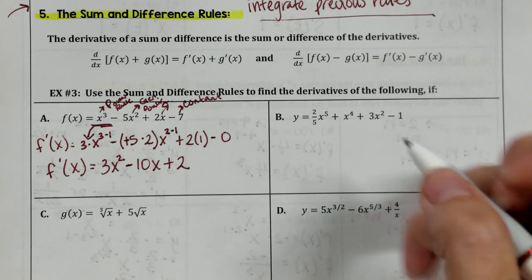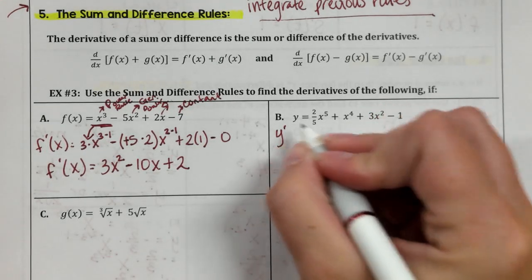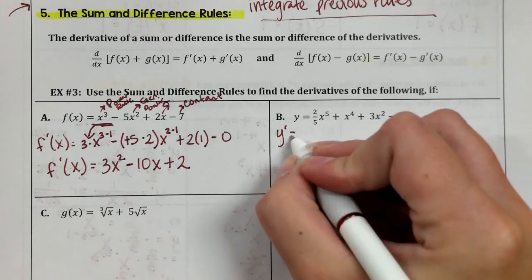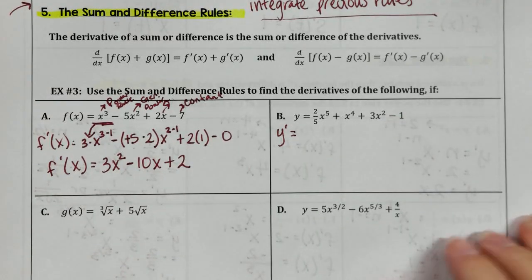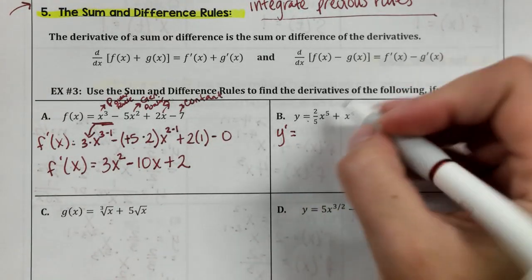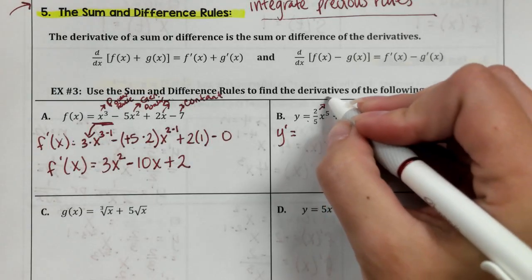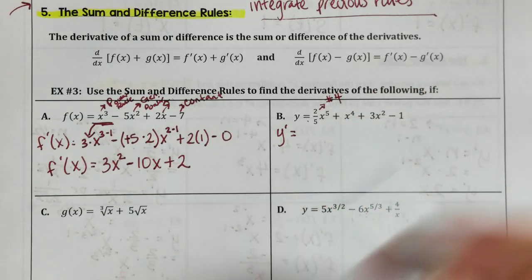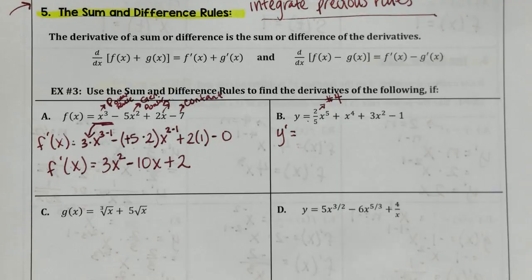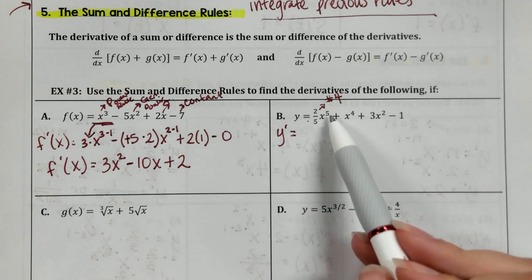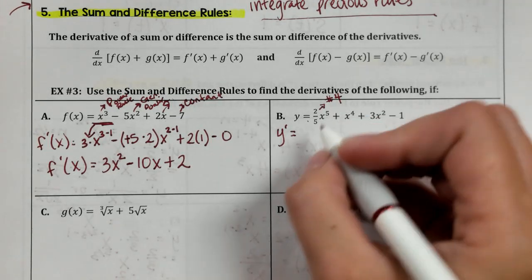Okay, so let's do the next one. Y prime. Okay, so on this first one, we're going to be using our general rule. I'm just going to put number 4 so that it's easier to read. Okay, so I'm starting with a times n, that's 2/5 times 5.